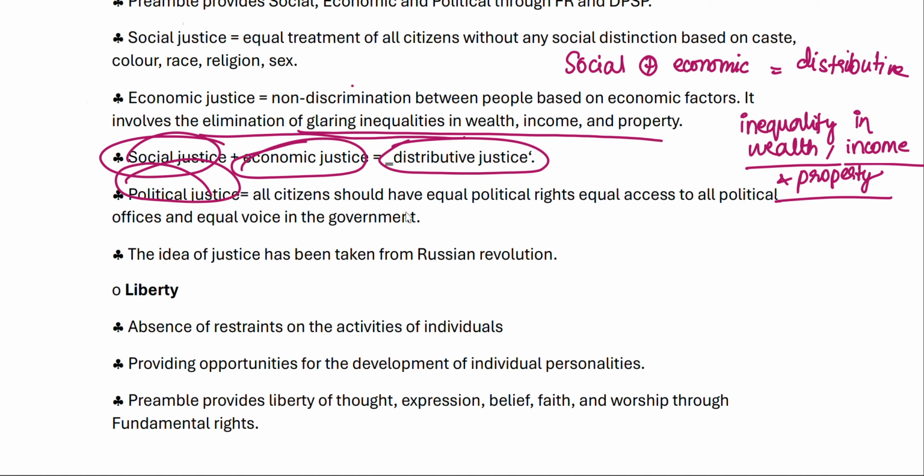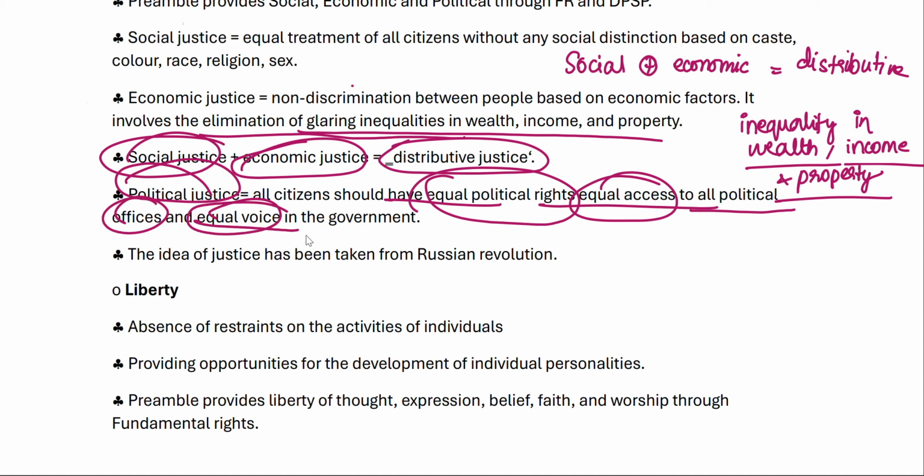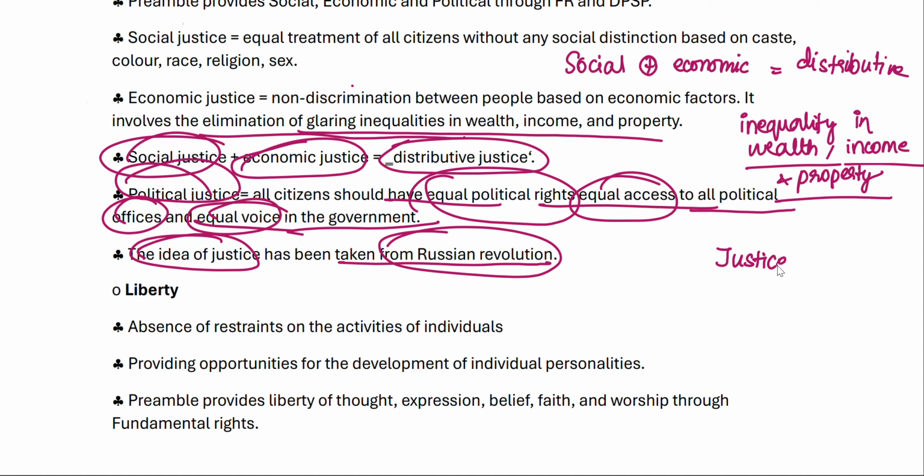Political justice is that all citizens should have equal political rights, equal access to all the political offices, and an equal voice in the government. The idea of justice has been taken from the Russian Revolution.